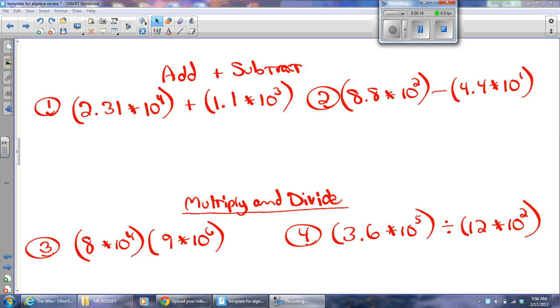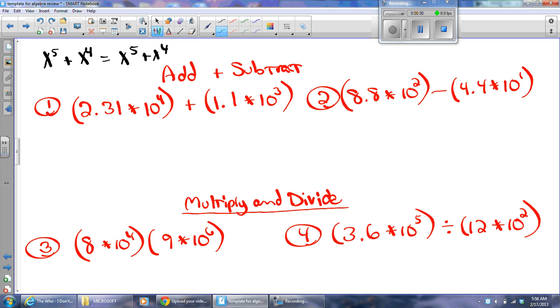Now remember that when we have two terms like an x to the fifth plus an x to the fourth, they are not like terms. There's nothing we can do, right? So we can't put them together. Now with scientific notation, that's true, but we're able to adjust the number so that they can become like terms.